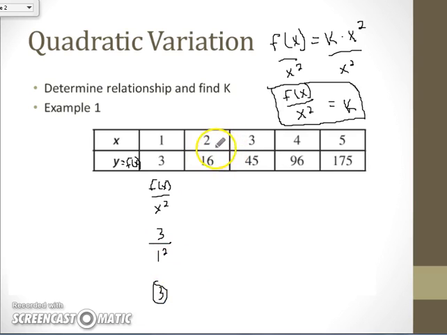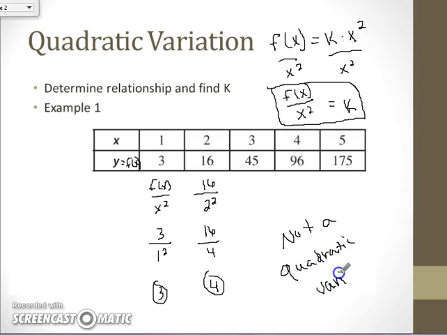So if this is a quadratic variation, each of these, when I calculate out k, should be the same. So if I try this one, my f of x value is 16. My x value is 2, so divided by 2 squared. This simplifies to 16 divided by 4. This one comes out to be 4. So right now I can see that the first time my k value equaled 3, the second time my k value equaled 4. Since these numbers don't match, this one is not a quadratic variation.